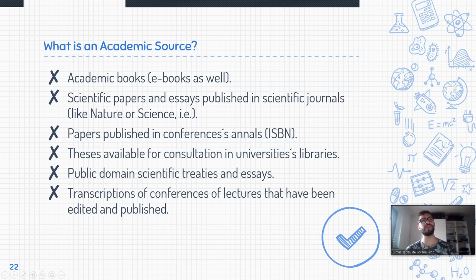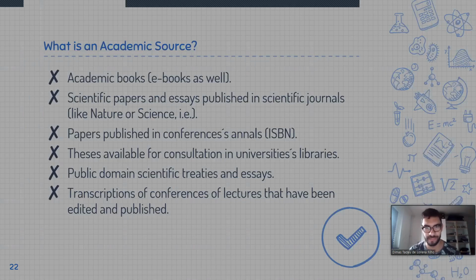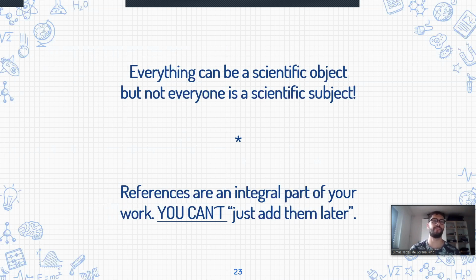Yeah. So first of all, everything can be a scientific object, but not everything is a scientific subject. What does that mean? For example, we talked about social media and works of fiction. Those can be scientific objects, which means you can study them. So let's say you're studying Lord of the Rings. Lord of the Rings is not a scholarly source. It's a work of fiction. So you can't use Lord of the Rings to prove a point in your essay, or just quote Tolkien there as an academic source.